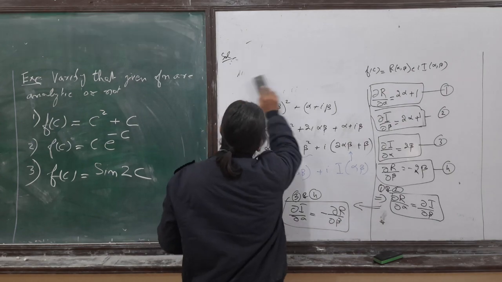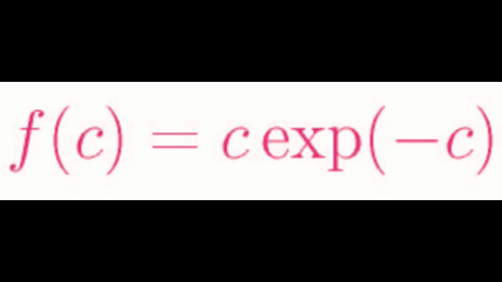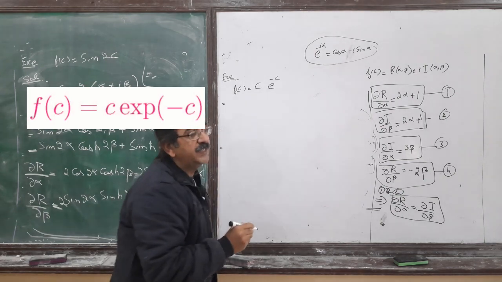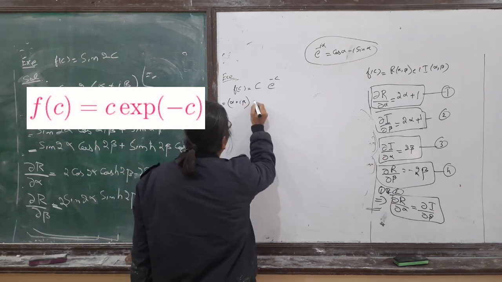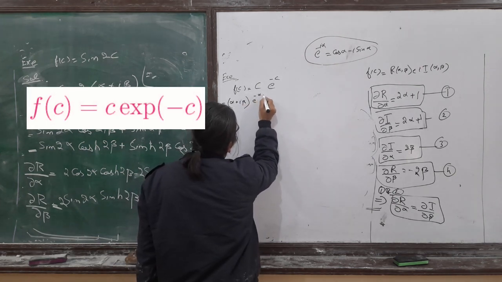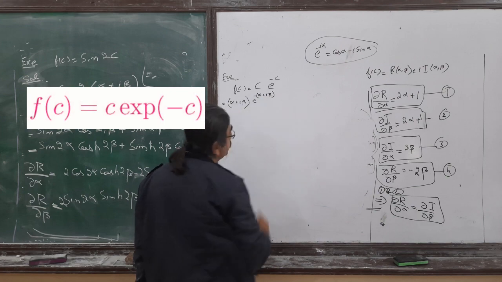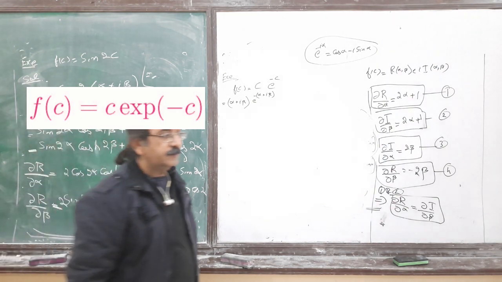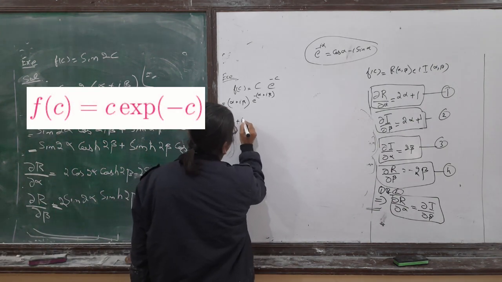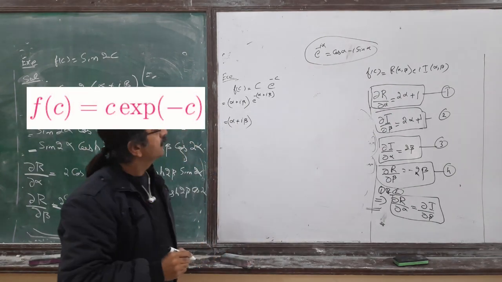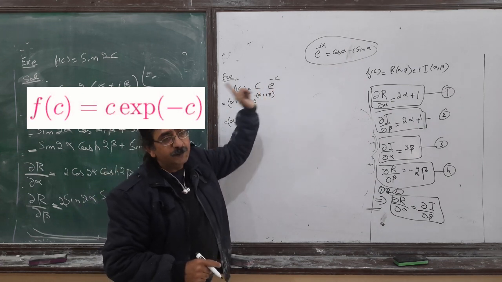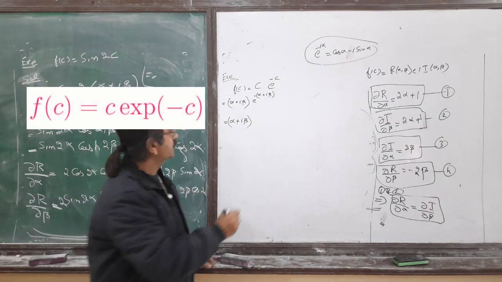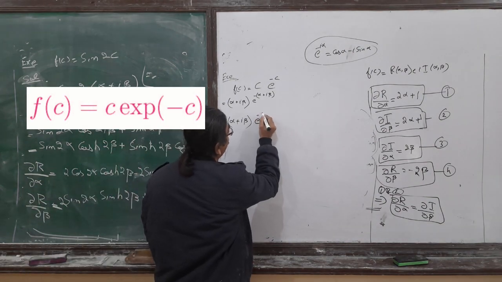Next is, so this is equal to, yes, please. f(z) = e to the power minus z, where z is alpha plus i beta. So e to the power minus (alpha plus i beta), and this may be written as e to the minus alpha, times e to the minus i beta.